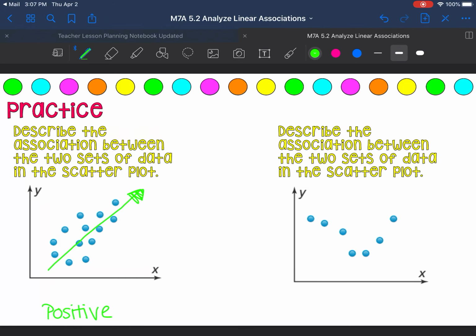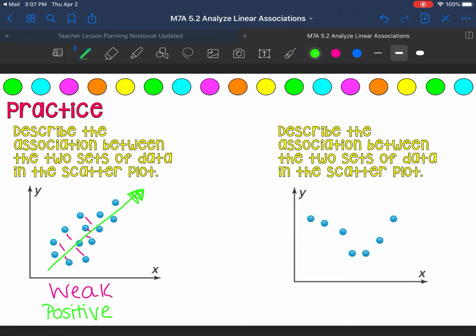Are my dots far apart and weak, or are they close together and strong? Well, let's look. My dots aren't all that close. Most of them are actually kind of far. So since they're not really close to my trend line, this is going to be weak positive.